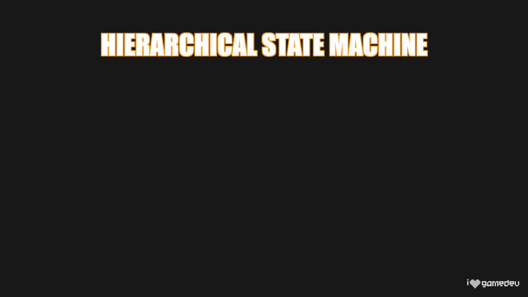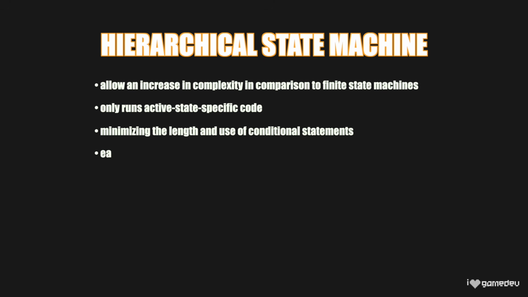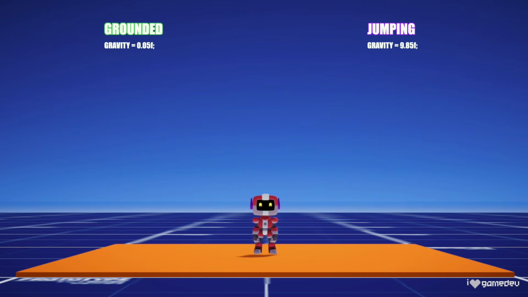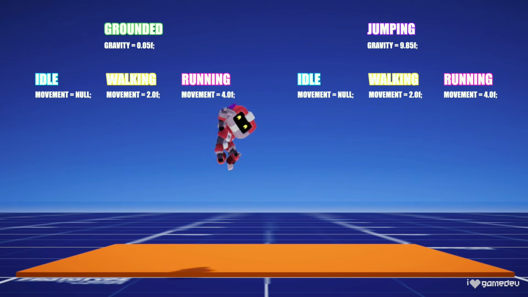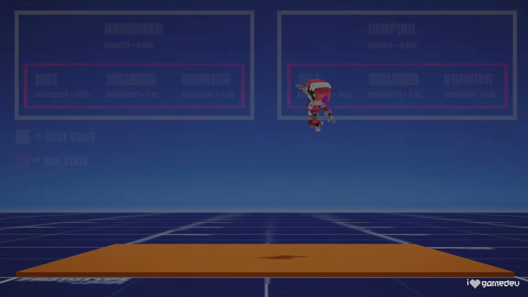Hierarchical state machines allow an increase in overall complexity of the machine while still providing the same benefits of a finite state machine. Only running code necessary to the current states, minimizing conditional statements, easier debugging, etc. As an example, in our current project, if Jammo is on the ground, the gravity will be different than when it's in the air. But in both, we want Jammo to be able to move around and rotate. So what we'll do is have a two-tiered hierarchical state machine. The root state will handle Jammo's gravity, and the substates will handle the transitions between the idle, walk, and run movement states. To begin, let's break down how state machines actually work.